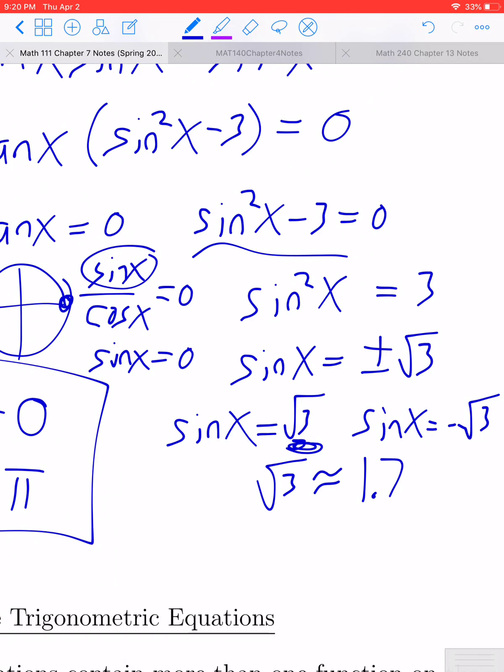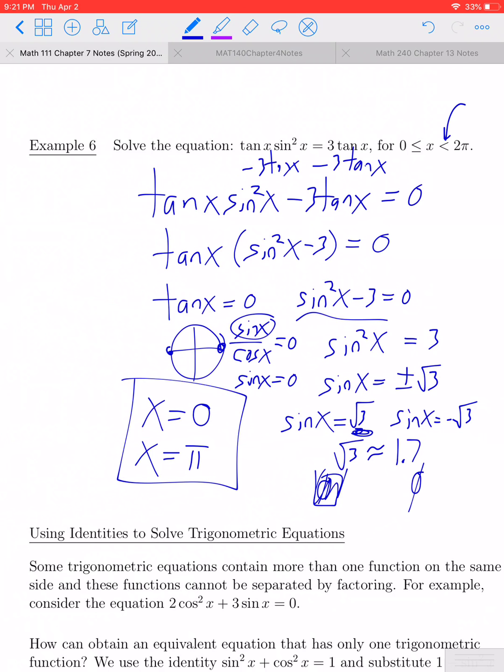So neither one of these pieces would have any solution coming from these parts here, because the sine of x is never going to be equal to positive radical 3, nor to negative radical 3. So all in all, we get two solutions, x equals 0 and x equals pi.